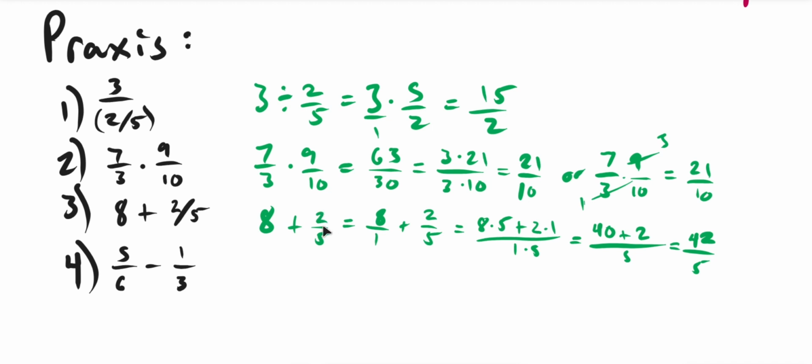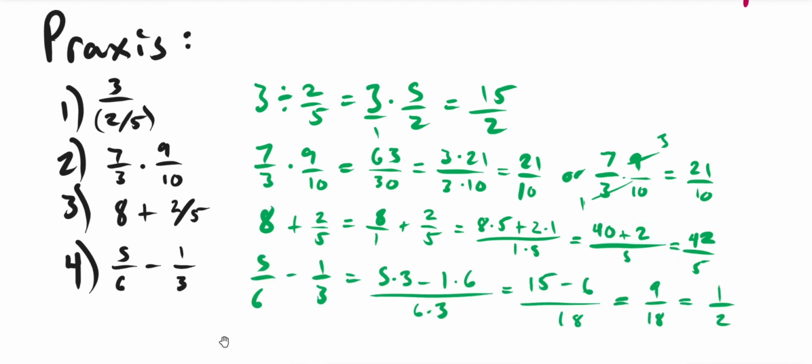So here's another one. Let's take a look at 8 plus 2/5. This is 8 over 1 plus 2 over 5. If I times 1 over here, I just get 2. If I times 5 over here, I get 40. And 1 times 5 is just 5. So this is 42 over 5.